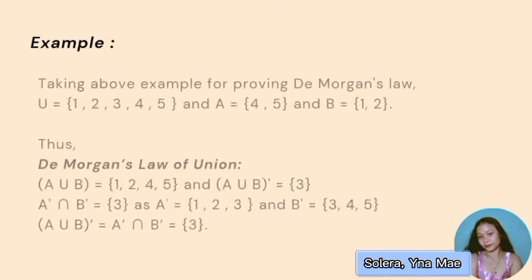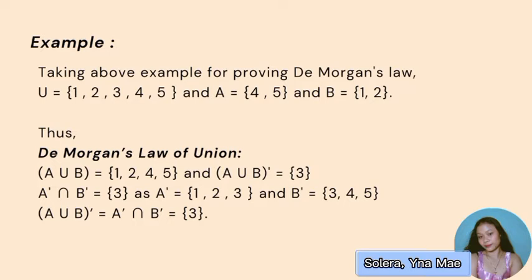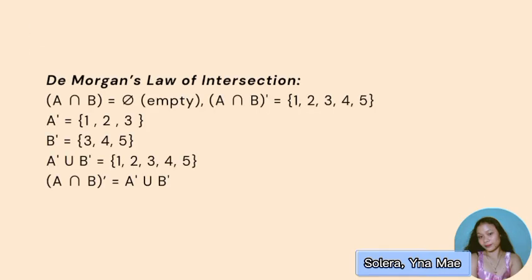Here is an example of De Morgan's law. U is equal to 1, 2, 3, 4, 5, and A is equal to 4, 5, and B is equal to 1, 2. Thus, De Morgan's law of union: the union of A and B is equal to 1, 2, 4, 5, and the complement of A union B is equal to 3, and thus the intersection of A prime and B prime is equal to 3, as A prime is equal to 1, 2, 3, and B prime is equal to 3, 4, 5. So, the complement of A union B is equal to the intersection of A prime and B prime, which is equal to 3.